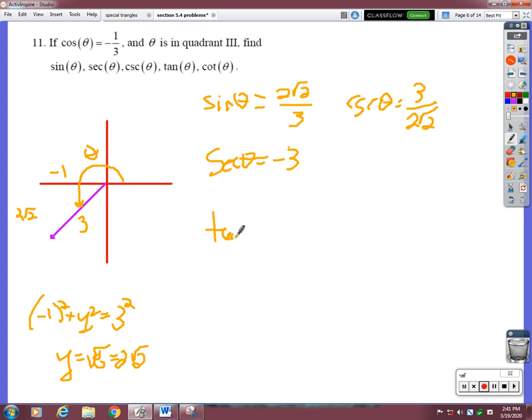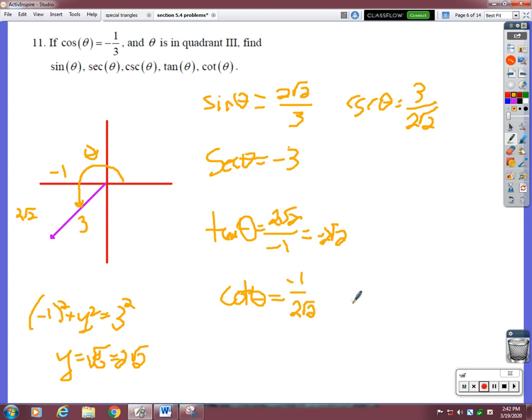Tangent is y divided by x, so y is 2 root 2 divided by x, which is negative 1, so that makes negative 2 root 2, and then cotangent is that flipped over. Can't read mine. Oh, I'll just flip this over here, so that would be negative 1 over 2 root 2.